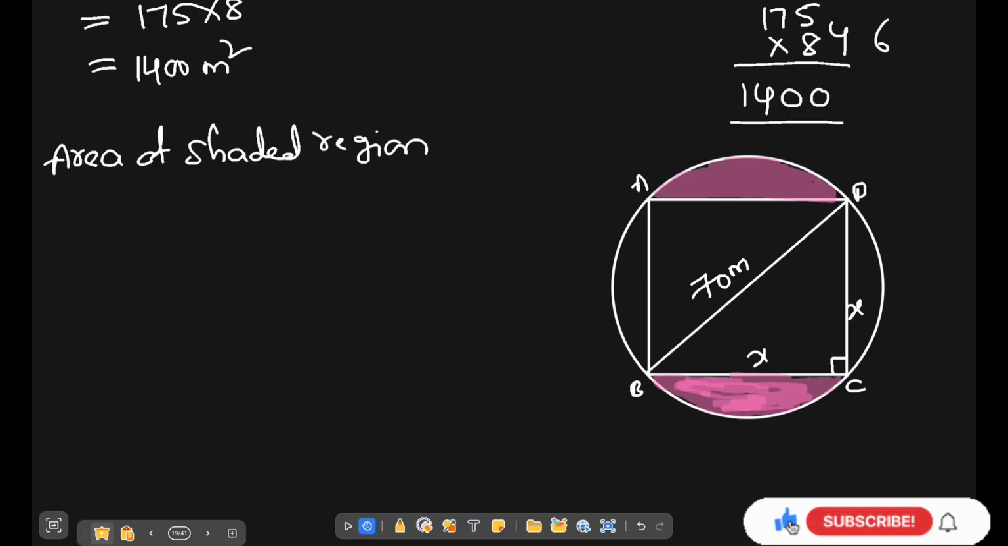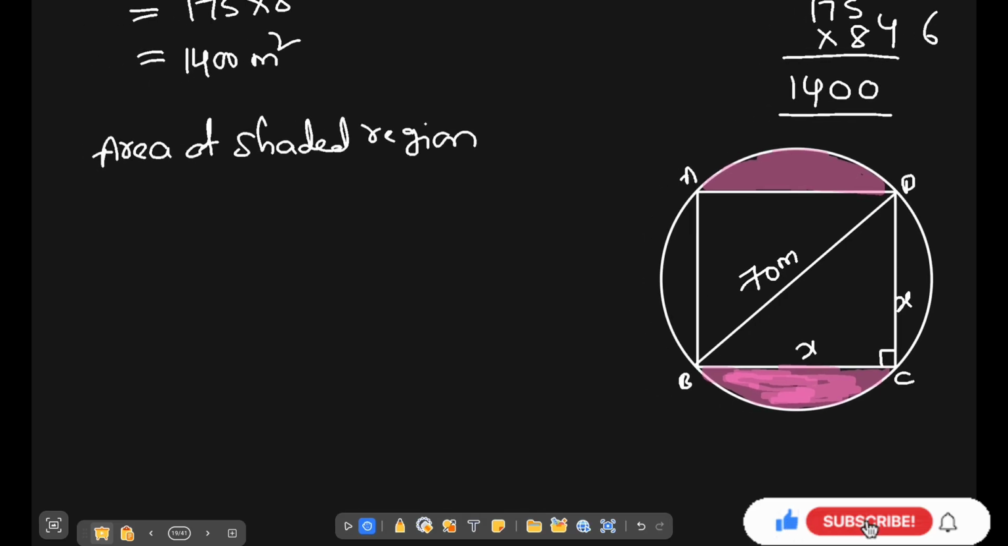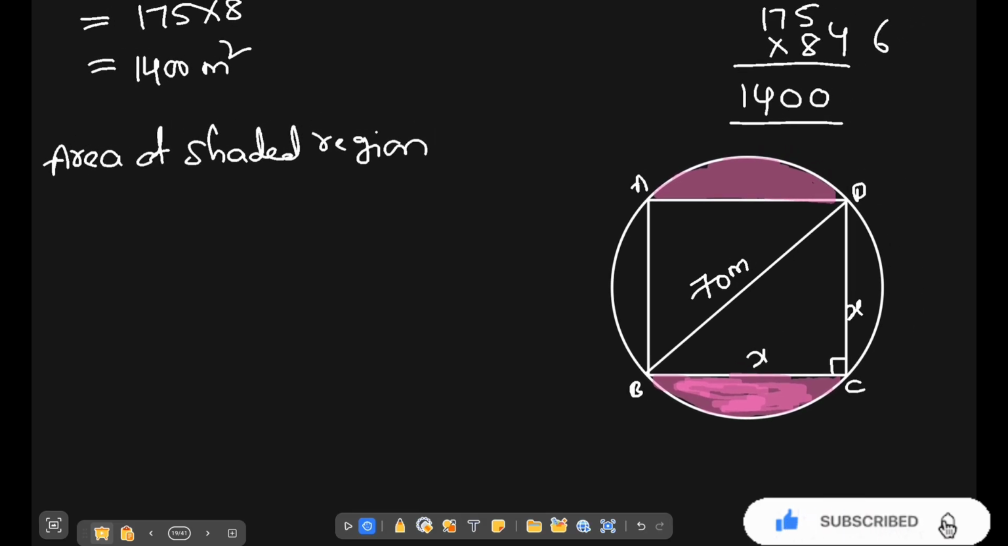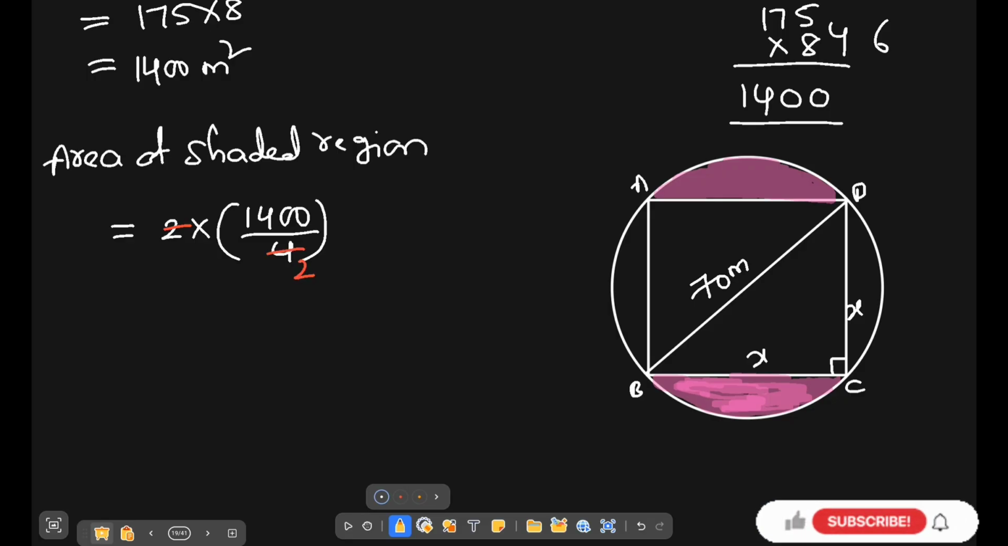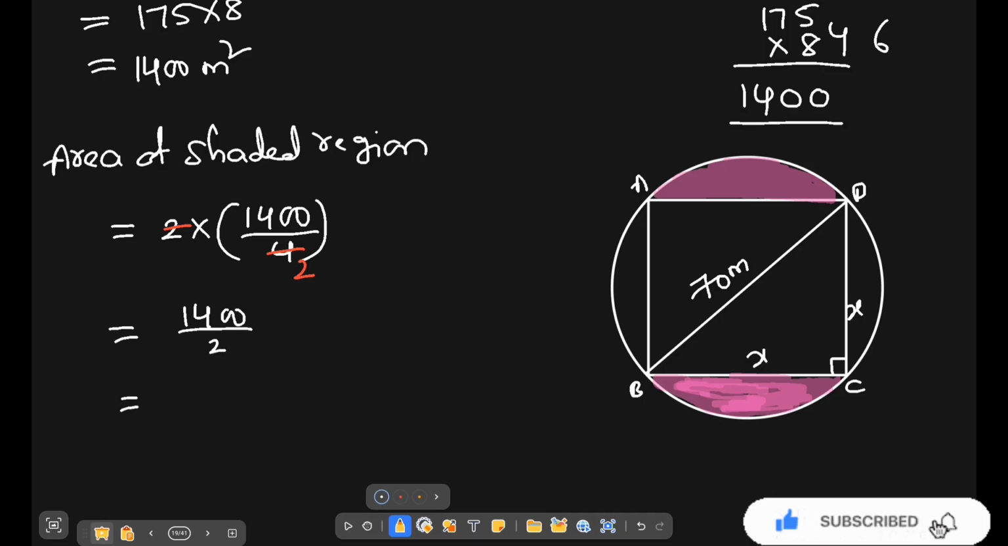So area of shaded region will be equal to this 1400 divided into four equal parts, and two of those parts is the area of shaded region. So now this will be equal to 2 into 1400 divided by 4. So 2 ones are 2, 2 twos are 4. Now this will be equal to 1400 by 2, which is 700 meter square.